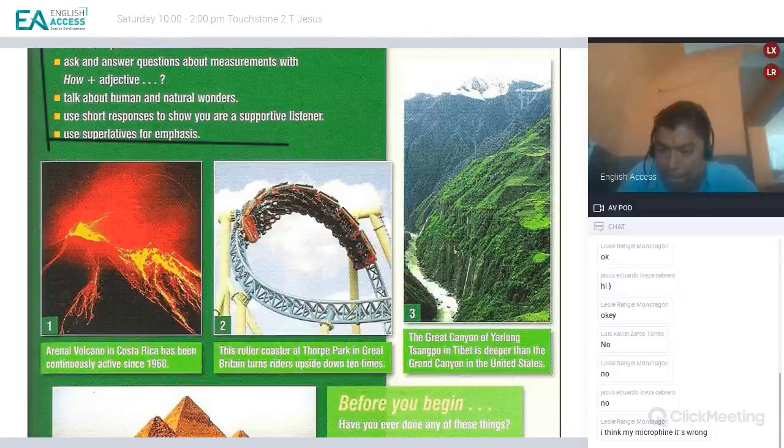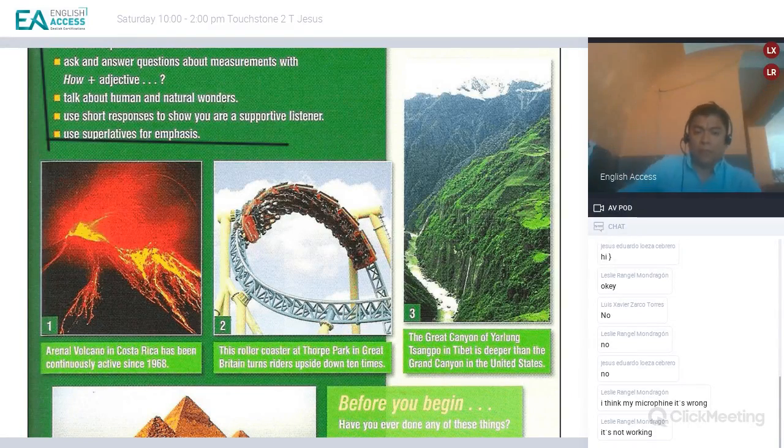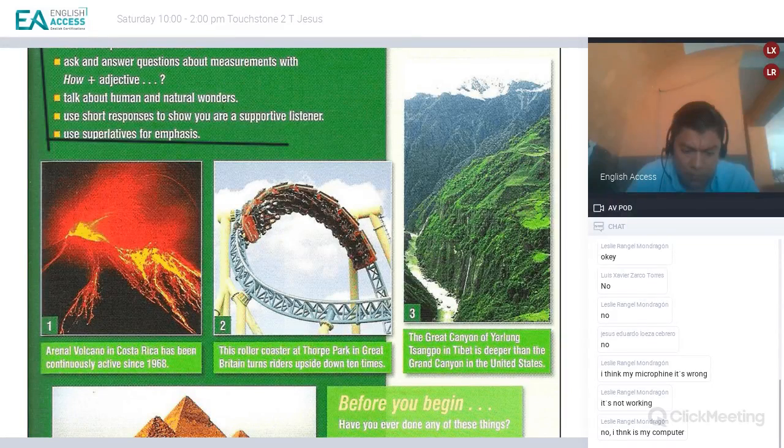Oh, it's not working? Oh, it's too bad. Maybe you need to turn on the volume. Turn up the volume, maybe. Maybe it's the setting. Okay? Keep trying to check the settings, okay? On the settings, make sure your microphone is programmed to work in your computer.